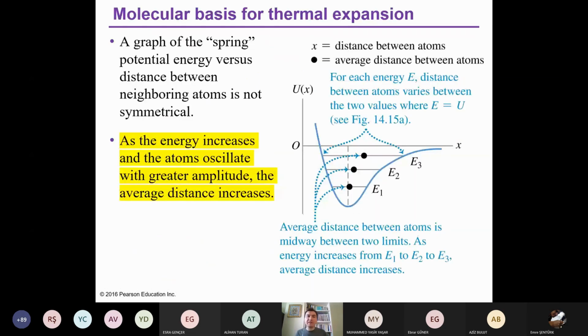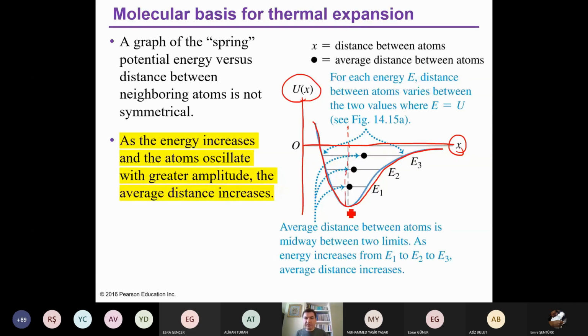So what happens to the average distance between atoms? This is the potential energy of the 2-atom system, let's say, and this is the distance between the atoms. And during the last lecture, we saw that the potential energy between 2 atoms is given with this relation. And here we have an average distance, the equilibrium distance.